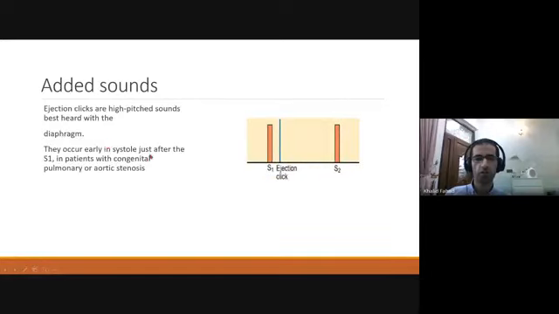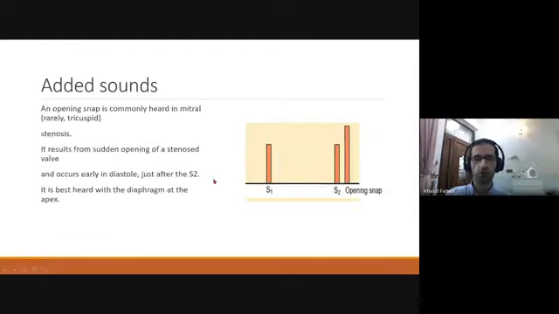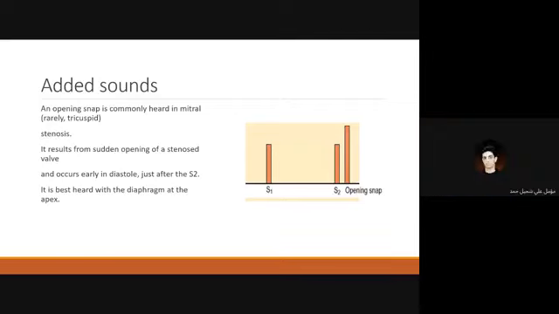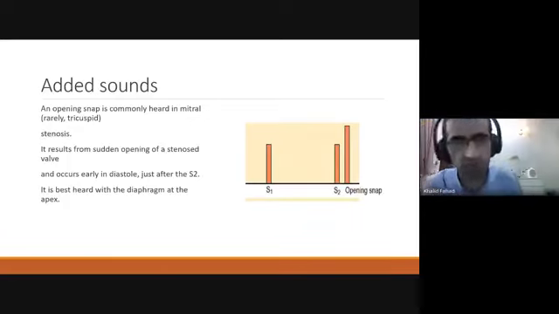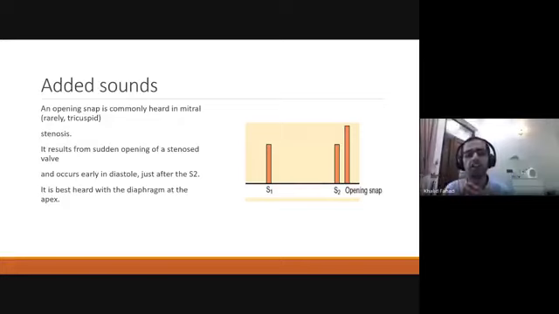The ejection click usually occurs as a result of pulmonic and aortic stenosis just after the first heart sound, while the snap usually occurs early in diastole from sudden opening of a stenosed valve. So what are the valves involved in the snap? It results from stenosis of the mitral and tricuspid valves, with sudden opening during diastole.